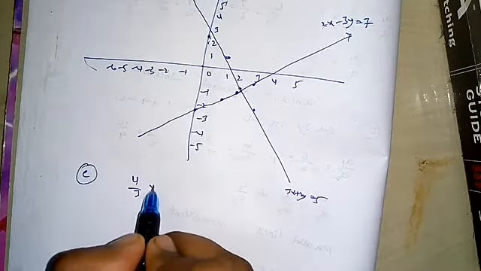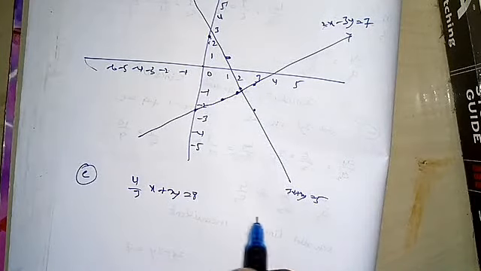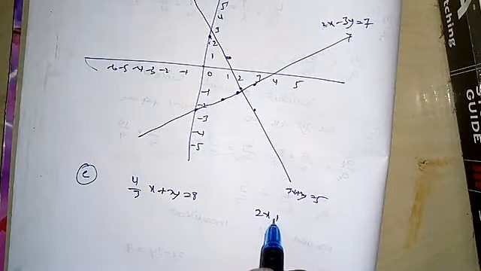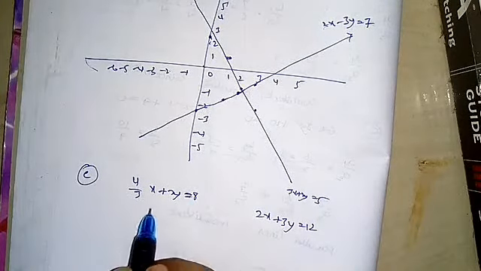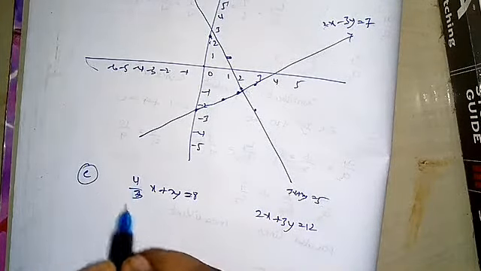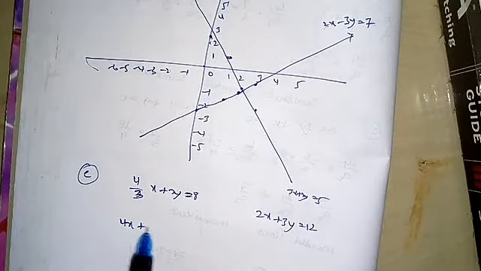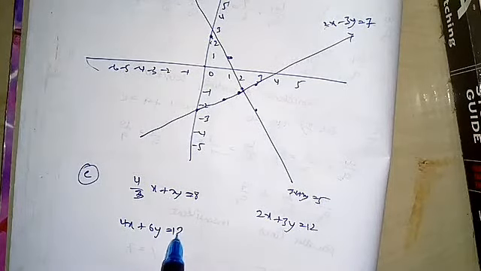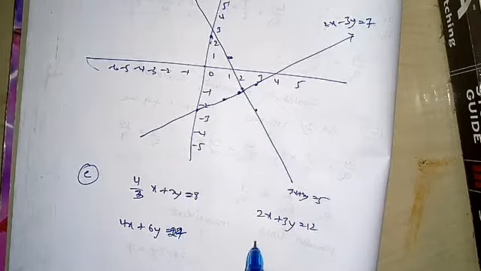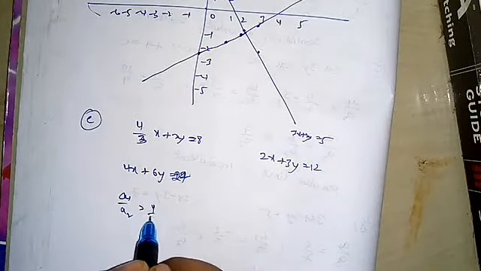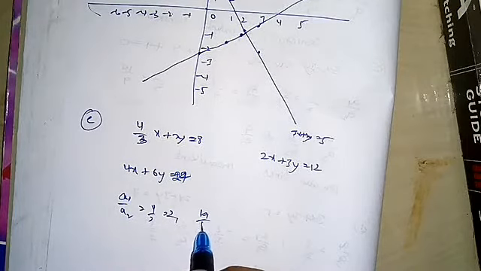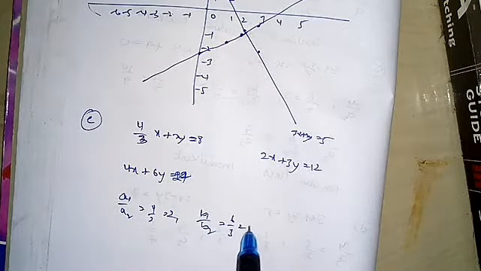4 by 3x plus 2y is equal to 8. 2x plus 3y is equal to 12. So if you multiply this entire equation with 3, you get 4x plus 6y is equal to 24. A1 by A2 will be equal to 4 by 2 is equal to 2. B1 by B2 is equal to 6 by 3 is equal to 2.